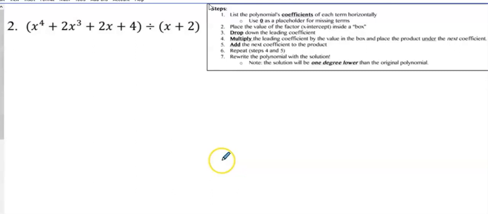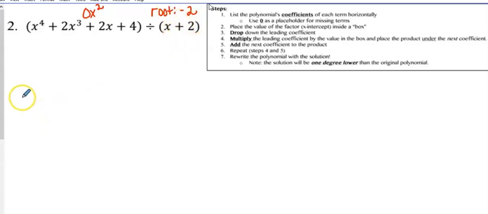Okay, so let's see first if we have anywhere that we need a placeholder. We do. We have right here, we need a 0x squared. So now we have 4, 3, 2, 1 constant. So that's what we're looking for. Okay, so x plus 2 means that the root that I'm looking for is -2, because it's always the opposite of that.